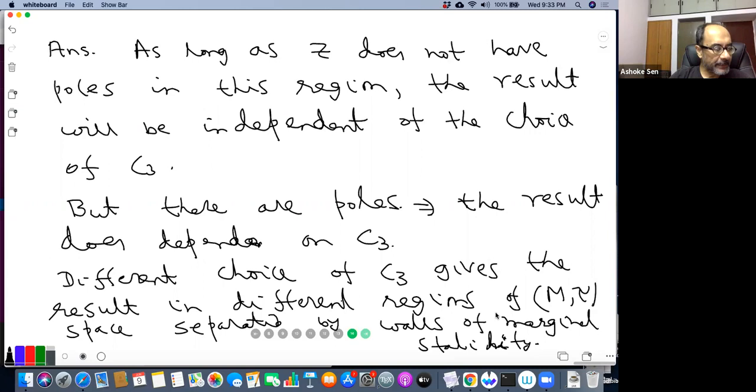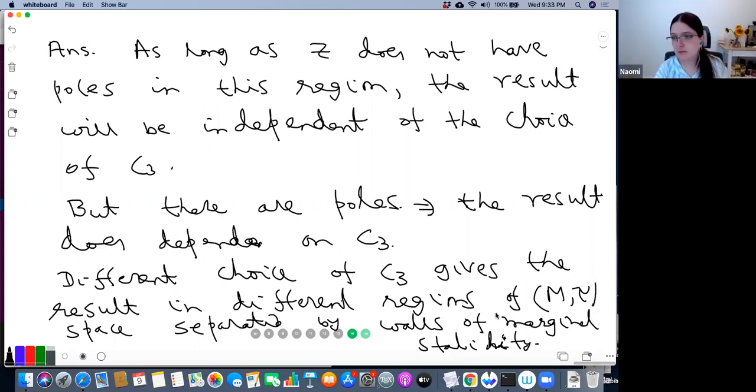Is this point clear? Yeah, and can we also see from here the point you made, I think, last lecture, that B6, although it changes across walls of marginal stability, only changes in an exponentially suppressed way?